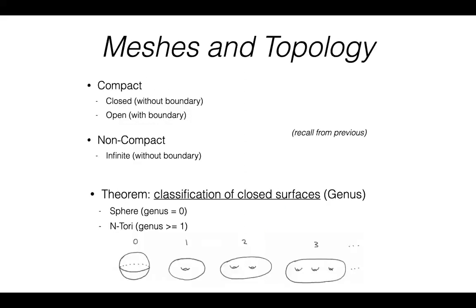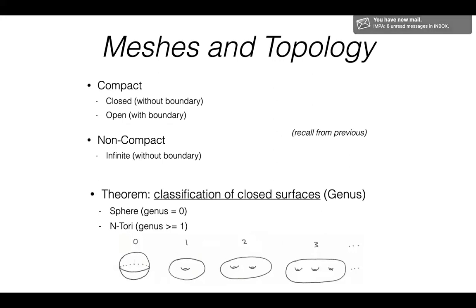And then going back to mesh and topology, as I was saying, we can have surfaces that are compact and not compact, and we have closed surfaces without boundary, and open, and then with boundary.